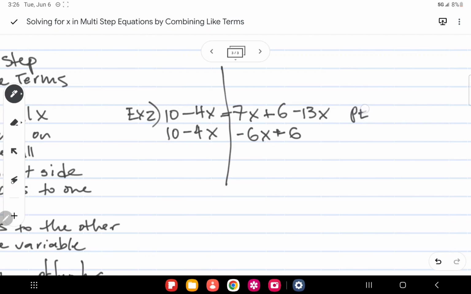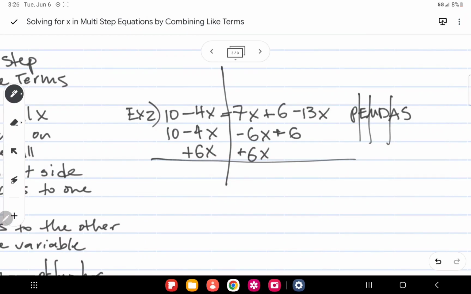Remember PEMDAS, negative 6 minus 6x, that's a subtraction. The opposite of that is positive. So we will do a positive 6x or add 6x to that side. And whatever we do on the right side, we also do on the left side. So we will also add 6x right below the negative 4x.